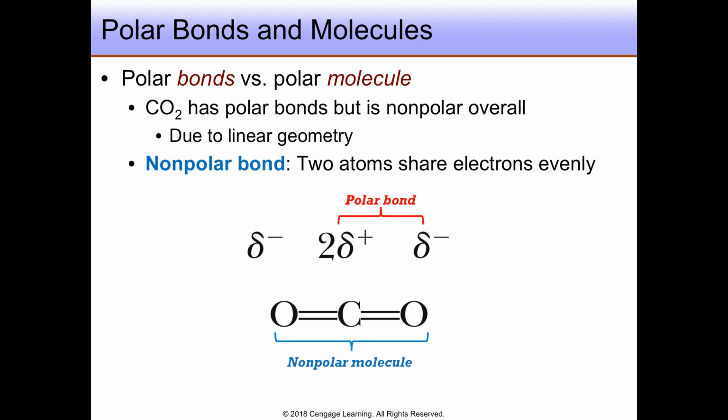We want now to consider the difference between a polar bond and a polar molecule. A case in point is CO2, carbon dioxide. Because of the difference in polarity between oxygen and carbon, the bond between them is certainly polar. However, because the alignment of the atoms is linear and symmetrical, the two oxygen atoms pulling in opposite directions with equal force, the net effect on the molecule is to make it nonpolar.